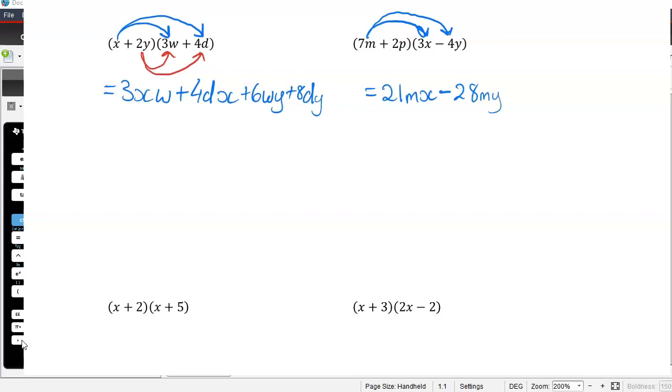Okay, and then we can look at this second term. So 2p times by 3x. So 2p times by 3x is positive 6px. Then 2p times by negative 4y is negative 8py. And again, there's no like term, so I can't do any simplification there, so that's my final answer.